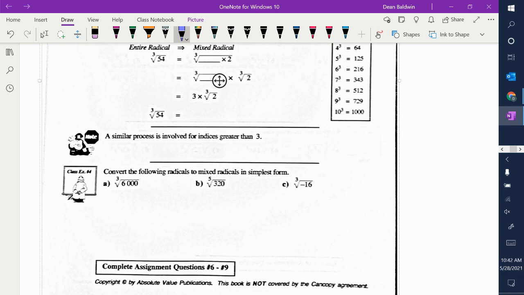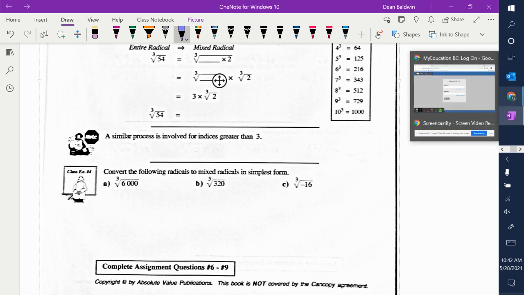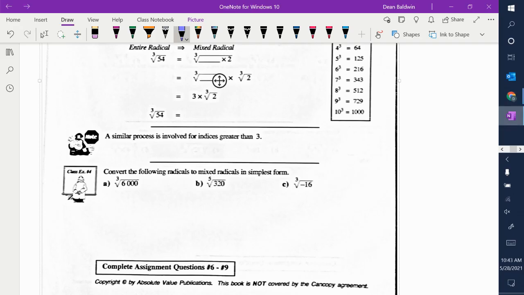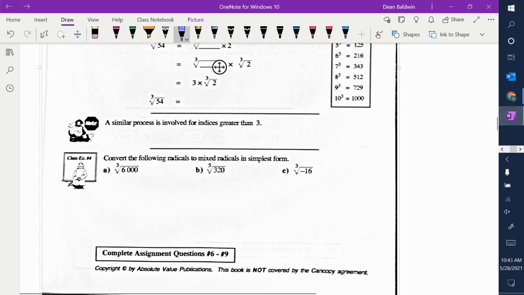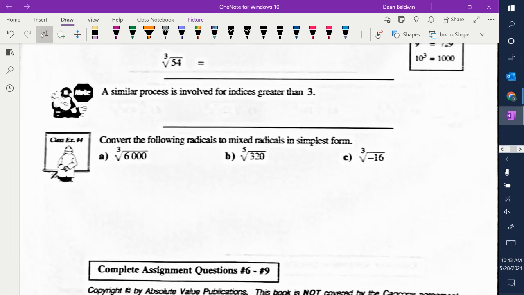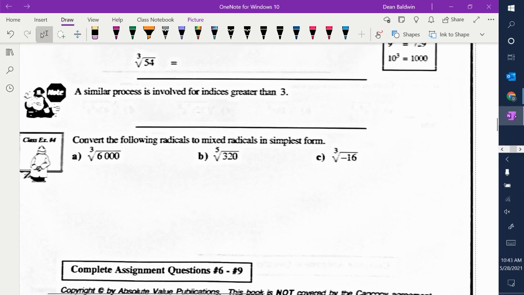How do you want to break up 6,000? What times what is 6,000? So what multiplies 6,000? Anything. 6 and 1,000. Perfect. So I can rewrite this as 6 times 1,000. These should have cube roots out there.